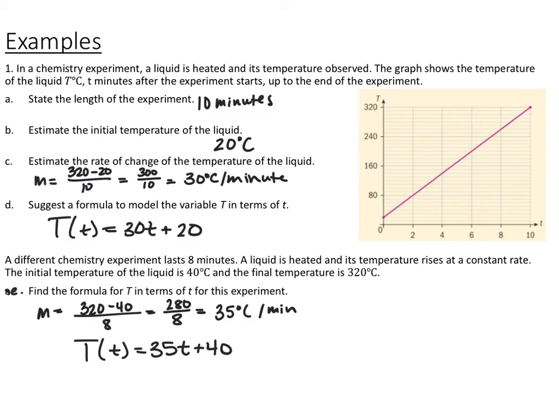So I found my rate of change again. It started at 40 degrees and ended at 320 degrees. So it went up by 280 degrees, and it took 8 minutes to do that. That means it went up by 35 degrees Celsius per minute. And then our initial value, or our y-intercept, was 40. So I have T(t) = 35t + 40.